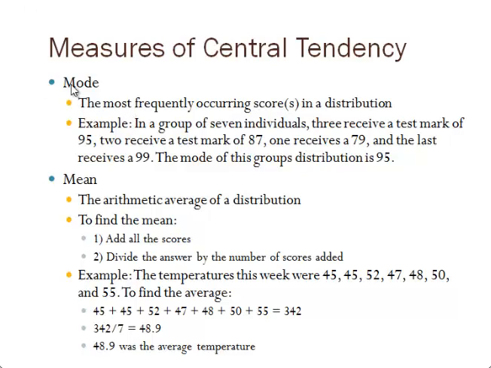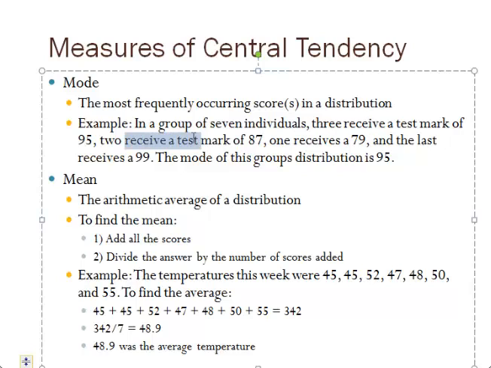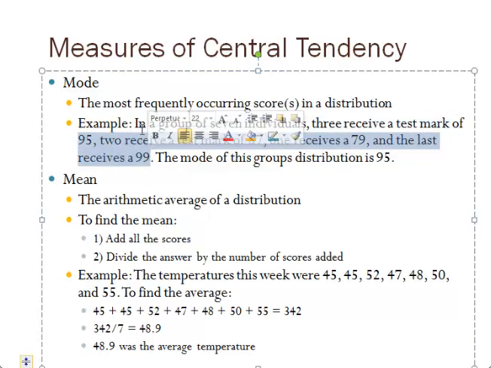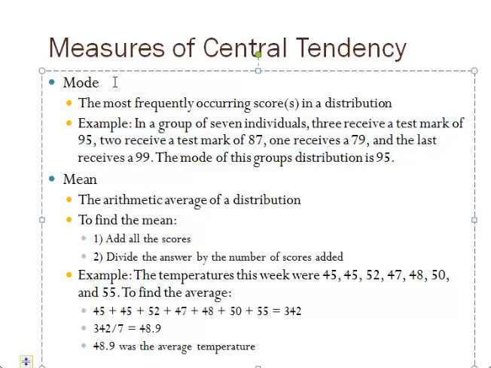The mode is the average, meaning the result that appears the most. In a group of 7 individuals, you have a test mark of 95, 2 have 87, 1 receives a 79, the last receives a 99. The mode is 87 because there were 2 87s and only 1 of everything else. Mode is just the most frequently occurring one. That's all a mode means.